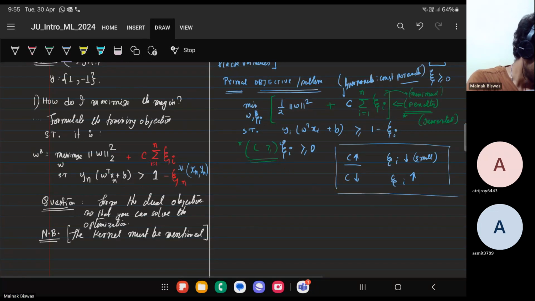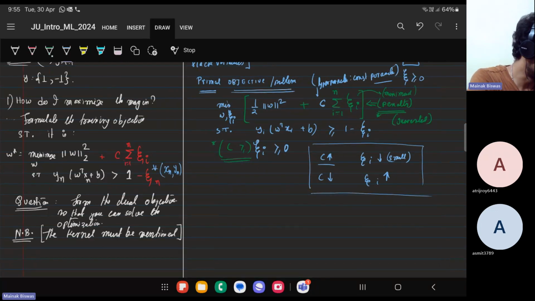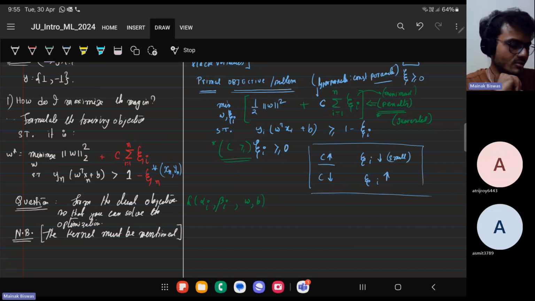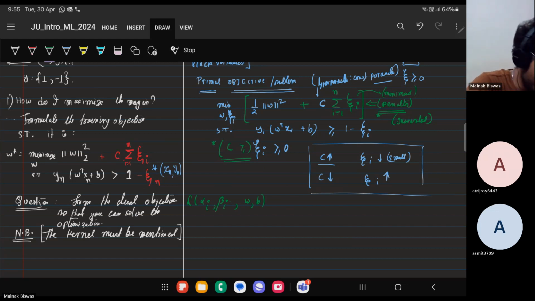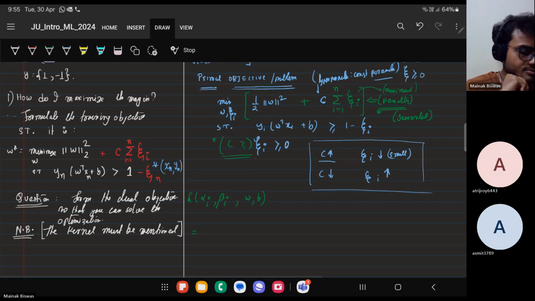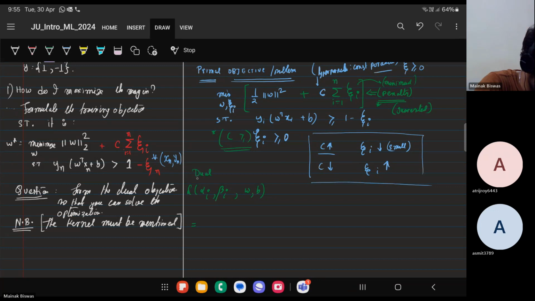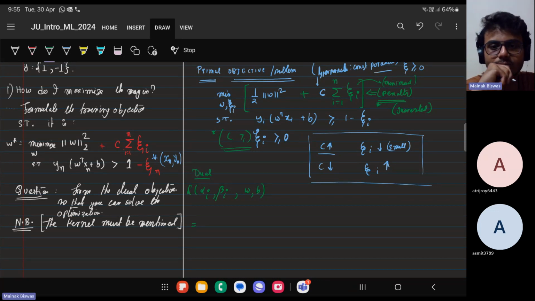So, okay. My question now is, let us do the dual solution. I cannot solve this directly, I know that. So how will I do the dual? I'll put down the Lagrangian with alpha i, beta i, and w and b. What is the Lagrangian? What will be the dual?